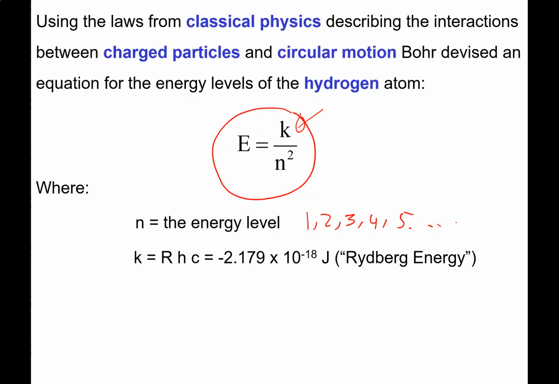Okay. So that's really it. So this K has the value of minus 2.179 by 10 to the minus 18 joules. It's often referred to as the Rydberg energy. Sometimes K is given another symbol. For example, in ALEX, I think they give the symbol Ry for the Rydberg energy. So they'll give it that symbol, but it's the same thing.